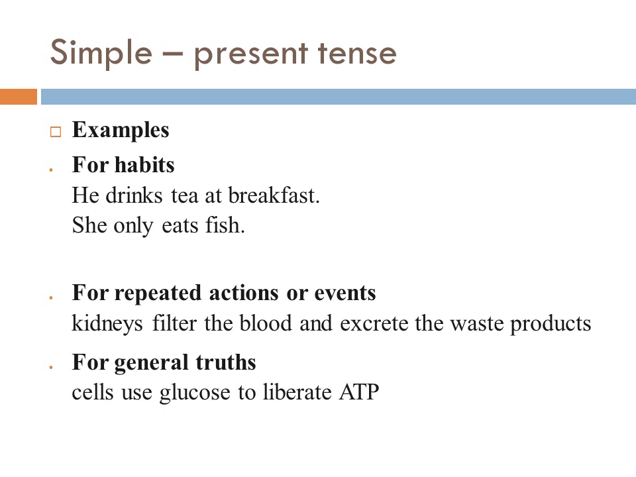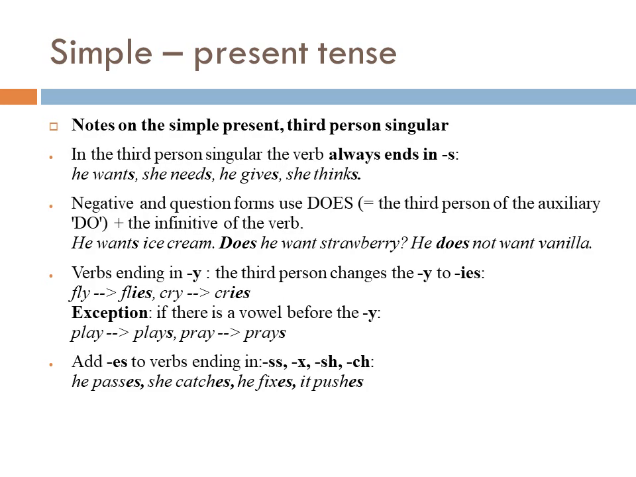For example, kidneys filter the blood and excrete the waste products. هنا لاحظوا ما خلينا s باعتبار الفلتر والexcrete two verbs، ولكن الكدنيز هي جمع، لذلك ما نستخدم الاس بالنهاية. For general truth, cells use glucose to liberate ATP and so on.